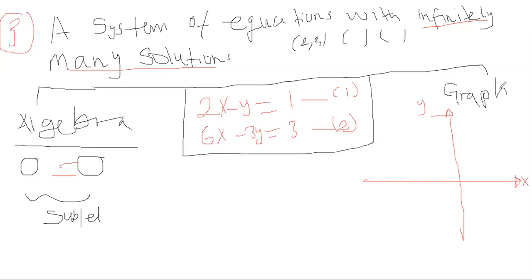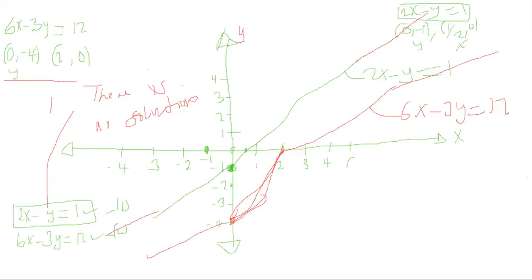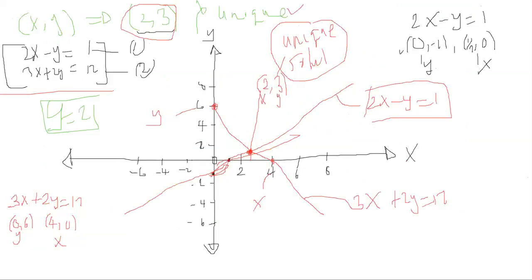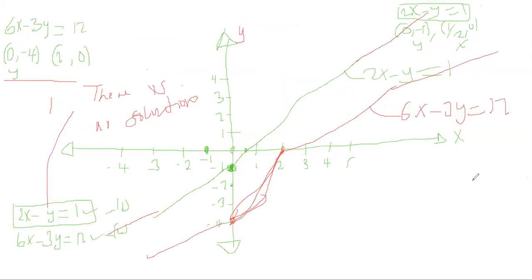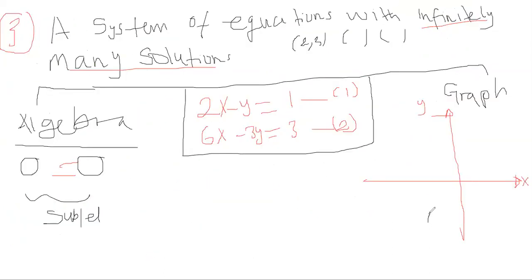But how would the graph look? In the graph, you will only have one line. Remember, in the unique solution, we have 2 lines. But when the solution is infinitely many, you will have only 1 line. If we graph this, we'll have something like this. This graph represents both 2x minus y equals 1 and also 6x minus 3y equals 3. It is telling you that equation 1 and equation 2 are the same.